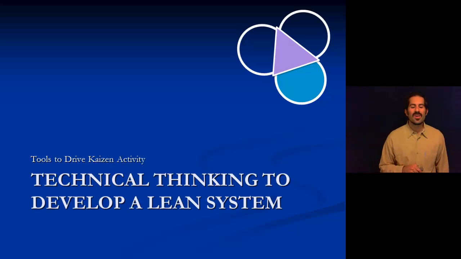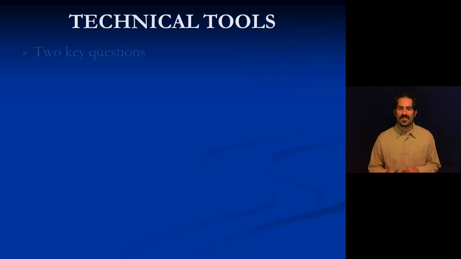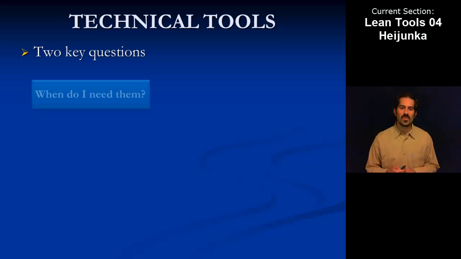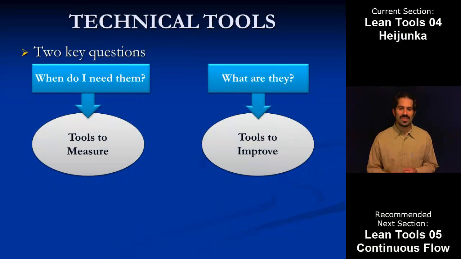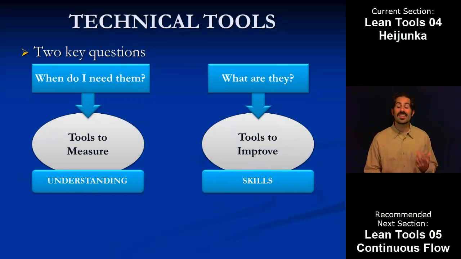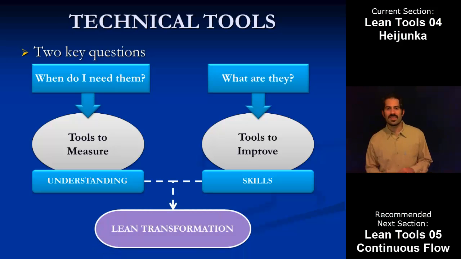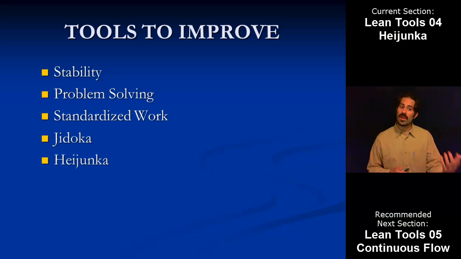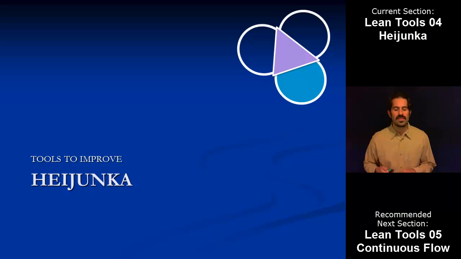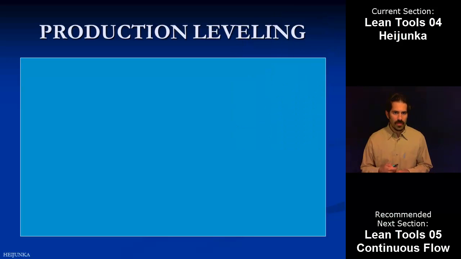Alright, so we'll be continuing on with some of the technical thinking that we've been covering in the previous section, and we're in the technical tools. The side that we're focusing on for these sections is the tools to improve, which is really the skill side of the more technical aspect of this lean transformation. In these first couple sections, the tools that we've covered already have been stability, we reviewed problem solving, looked at standardized work, and then what we'll be covering now is this concept of Heijunka. And really all Heijunka is, is a method, a smart method of production leveling.